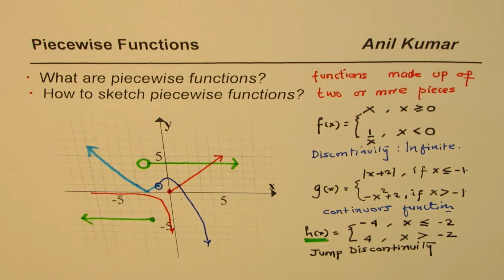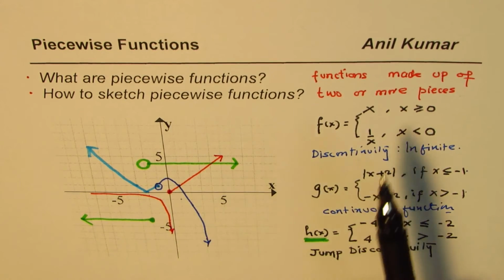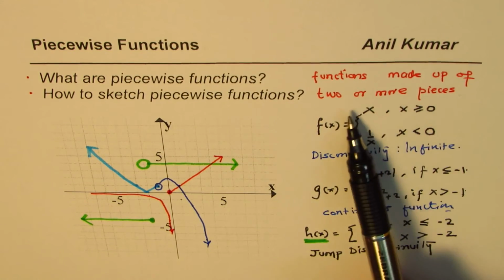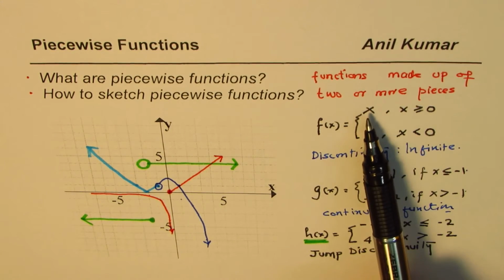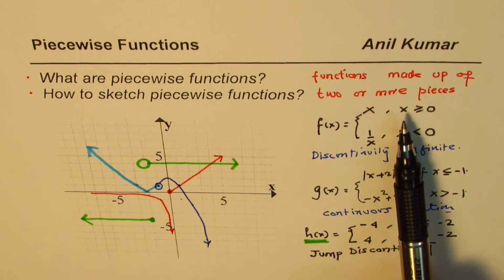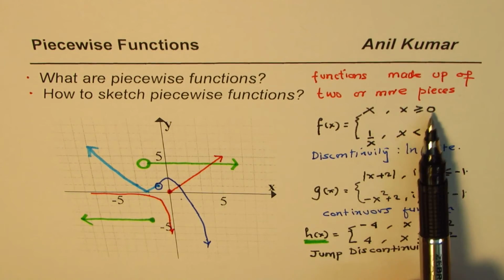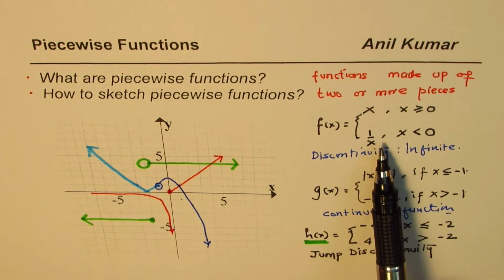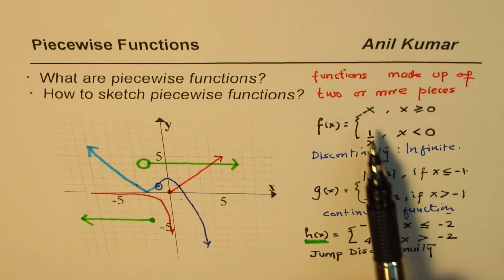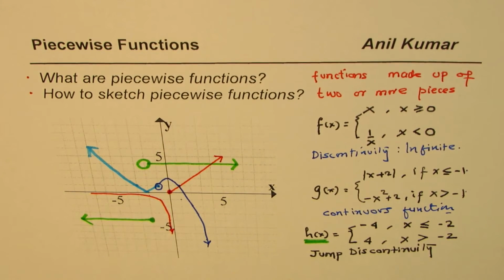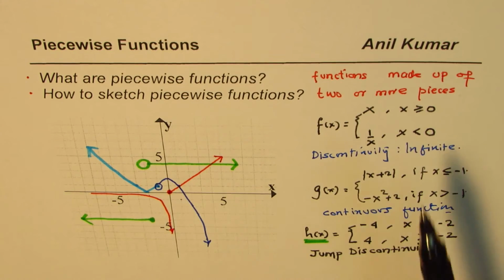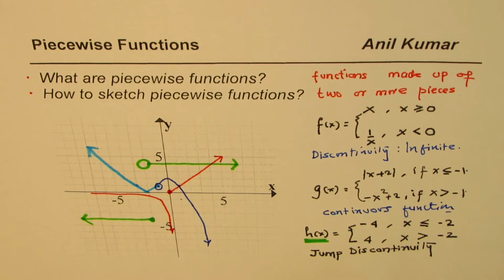So what we see here or learn here is that a piecewise function is made up of a combination of different pieces. In their own interval they are defined. So for example, x is defined in this interval greater than or equal to 0. 1 over x is defined in the interval less than 0. So each piece is defined in its own interval. Now these piecewise functions could be continuous or could be discontinuous.